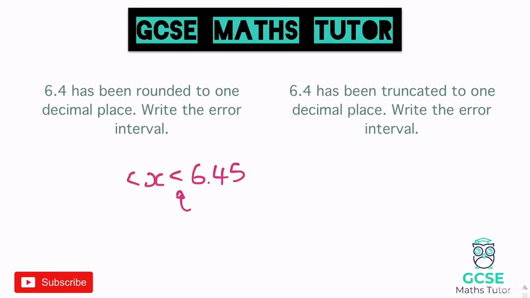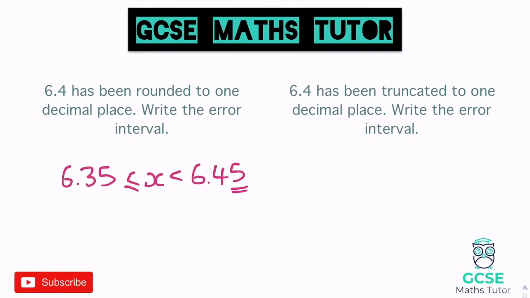Now what we did there is we added on this extra 0.05, and all we're going to do for the smaller one is take that away. So it would be 6.35. But it can actually be equal to 6.35, so I'm going to add my little equal to symbol on my inequality just there. So it can always be equal to that lower bound, because that would in fact round up to 6.4 if we rounded it to 1 decimal place.